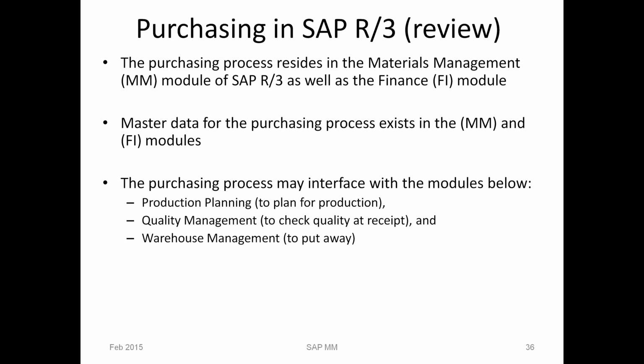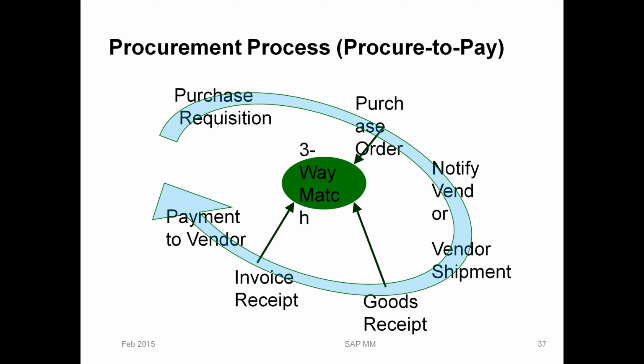And the purchasing process may interface with the following modules. I've already talked about production planning. It also interfaces with quality management, because whenever you receive the material it goes into quality inspection, an inspection lot is created, and then you do the UD, the usage decision, and the material is moved from quality inspection to unrestricted stock. That is where we have an interface with quality management. Then warehouse management: if we have to go to the bin level, then WM comes in. Okay, this is what we will be talking about.